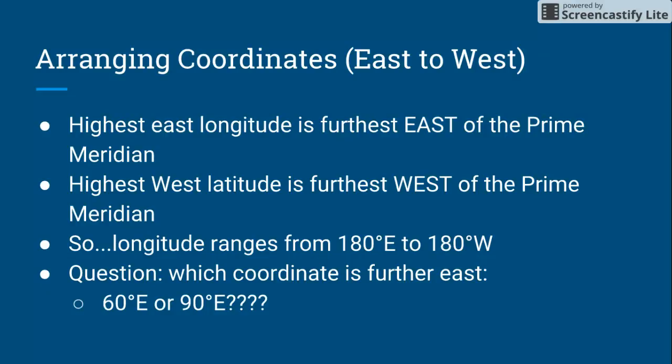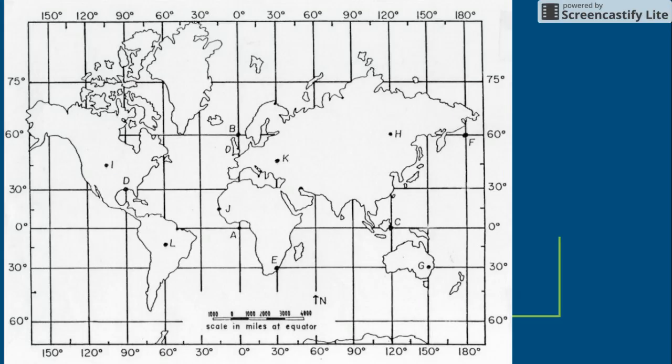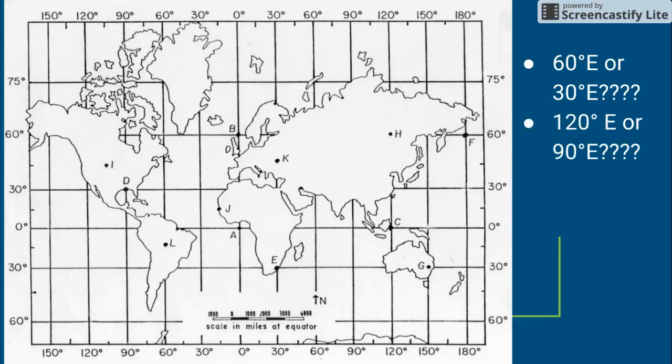So which of these two is further east? 60 degrees east or 90 degrees east? If you need help, you can hit pause and look at this. If you don't need help, just keep watching. 60 degrees east or 30 degrees east, it should be the 60 up here. These are our longitude lines, the vertical. So 60 is more east than 30. So 60 is the correct answer.